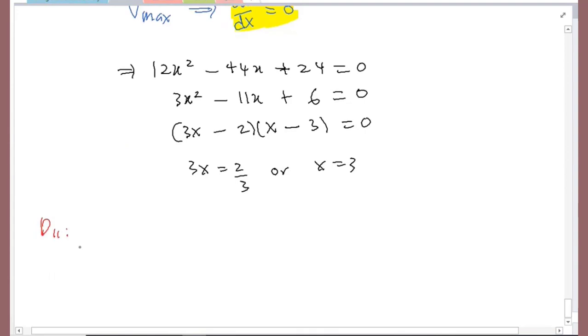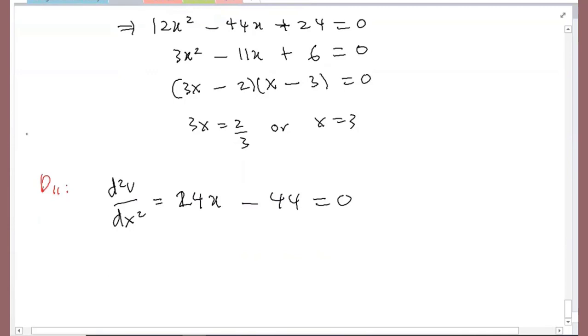Okay, tak apa. Laju sikit, saya laju sikit ni. Okay, so d2v dx square, ini di differentiate, 24x minus 44 is equal to 0. Kita check, and then when x is equal to 3, ini you all nampak sangat ni.